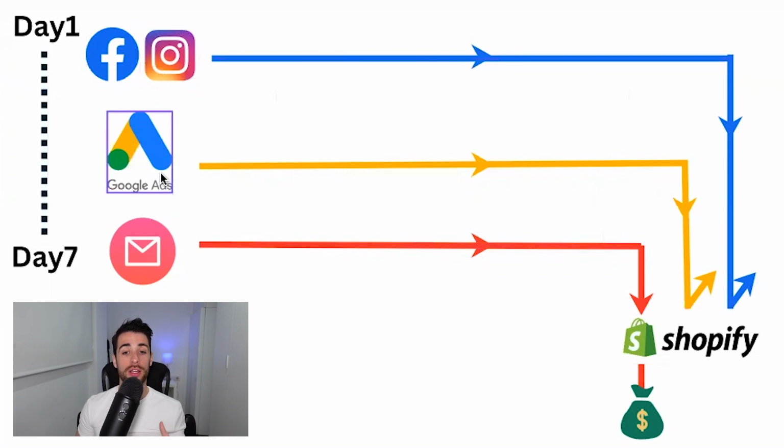Same thing with Google. They don't know what happened before. The person came and searched on their platform. They didn't see what happened after. As far as they're concerned, in that 7-day period, someone clicked on their ad and then purchased that product, okay? 1 sale from them.